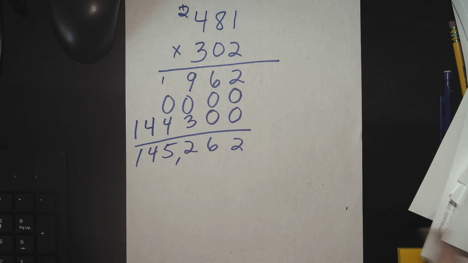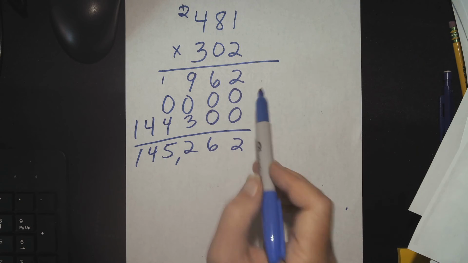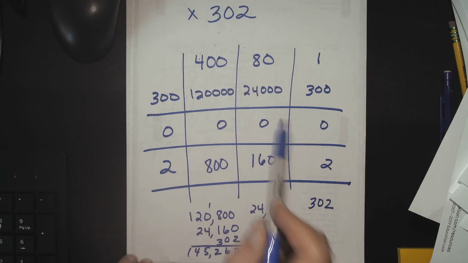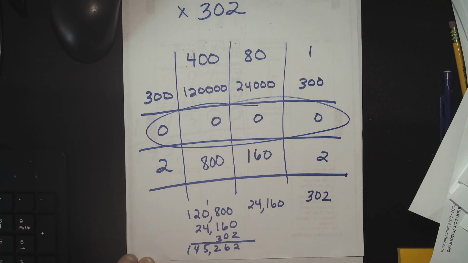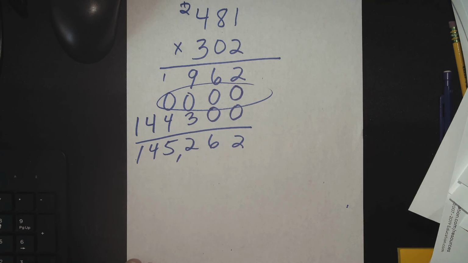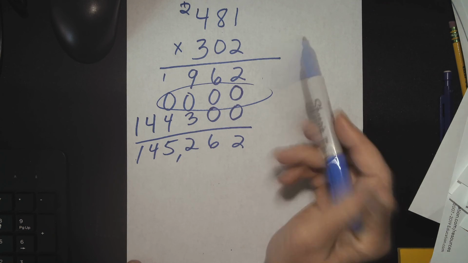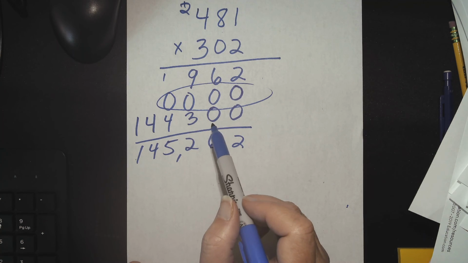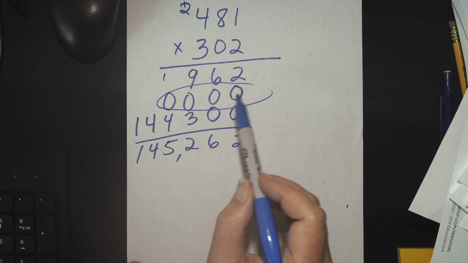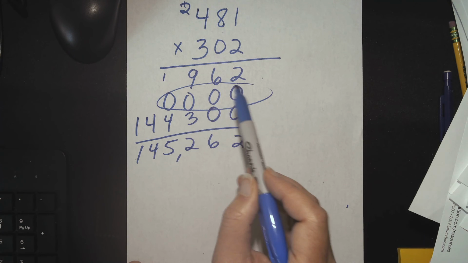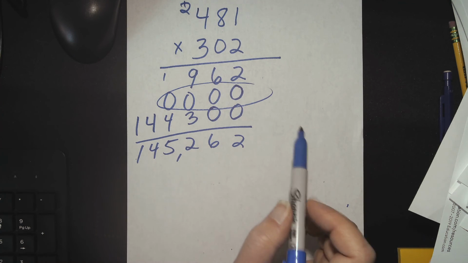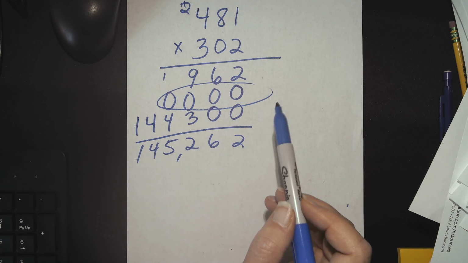145,262. Is that what I got before? Yep. Yes. So you can see how the row of zeros here lines up with our row of zeros here. Okay, and how that's not really necessary to do. We can just go on to the next row, but because we're just learning, we should just remember what we're doing. And then I'll show you the shortcut after Thanksgiving, so you don't have to write the zeros, okay? But I don't want to do that yet.